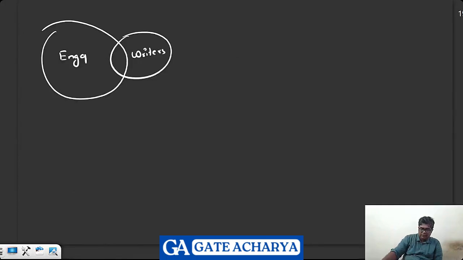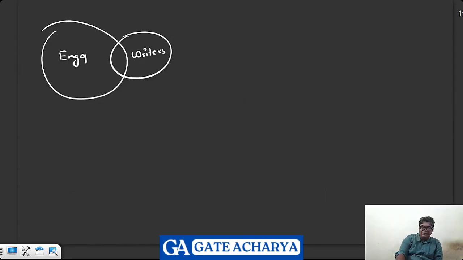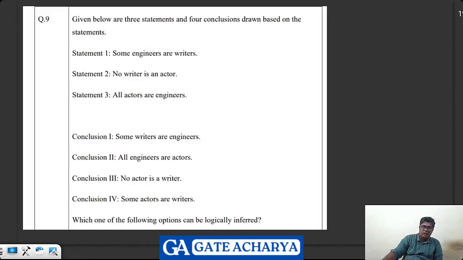Okay, now what does the next statement say? No writer is an actor. So writer, everyone is having a negative relationship with actor. Okay, next. All actors are engineers. All actors are engineers.